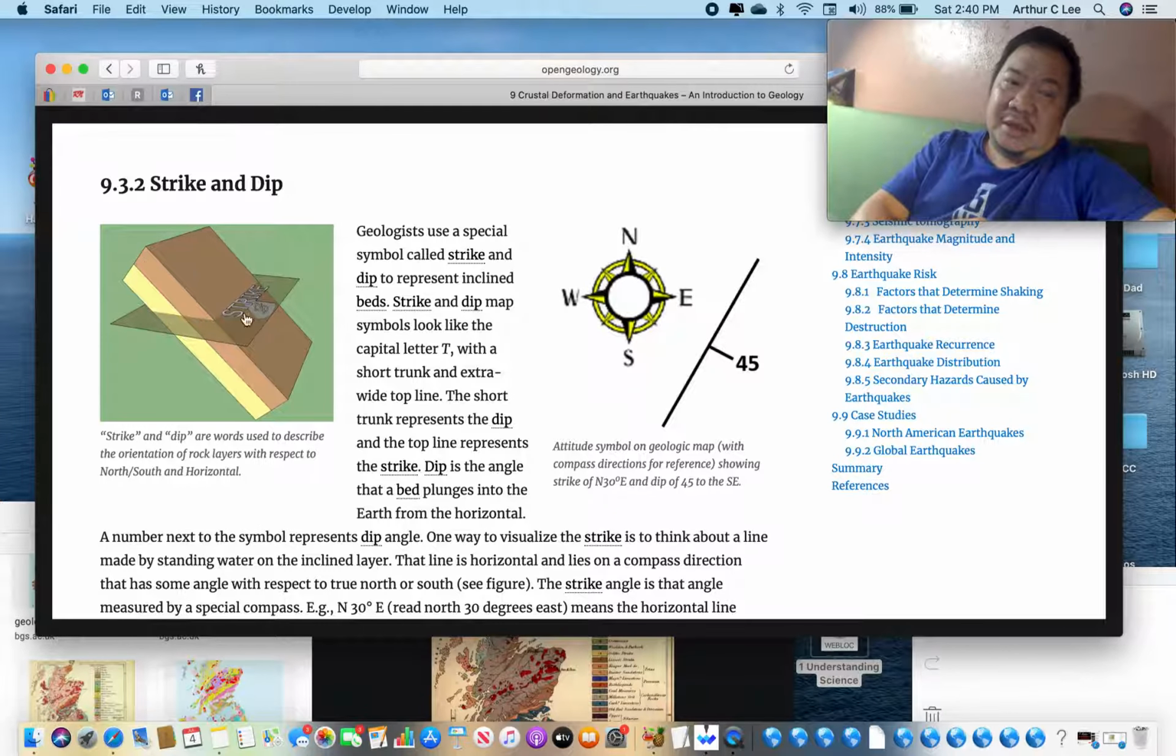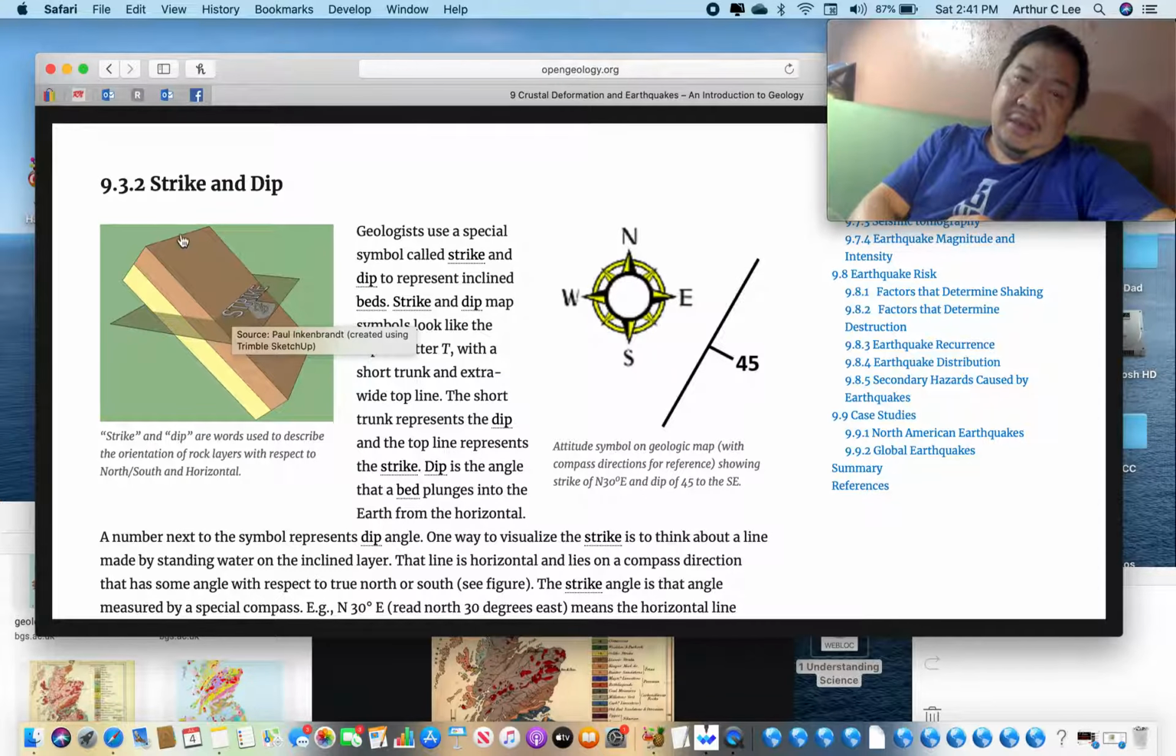Here you can see strike and dip for two sedimentary beds. The strike is this direction here, represented by this plane, and the dip is this. It follows the tilt of the beds, and in this case it would be about 45 degrees to the east. The east is to the right.